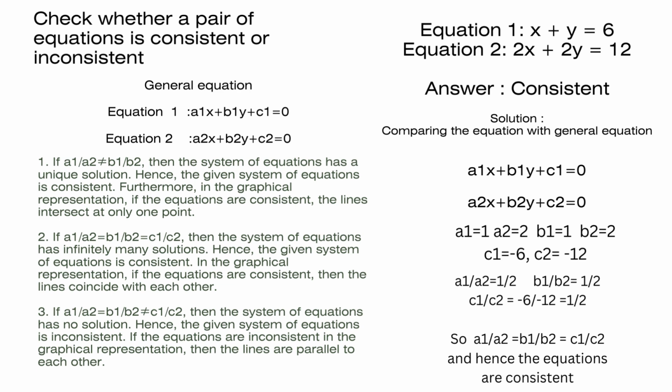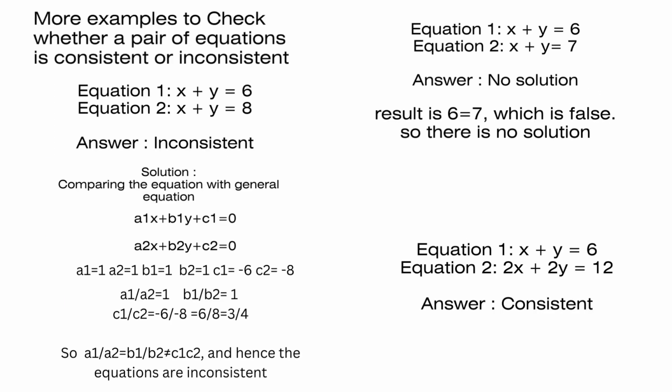Let's do a problem. Equation 1, x plus y equals 6. Equation 2, 2x plus 2y equals 12. Solution. Comparing the equations with the general equation, we get a1 equals 1, a2 equals 2, b1 equals 1, b2 equals 2, c1 equals minus 6, c2 equals minus 12. a1 divided by a2 equals 1 by 2, b1 divided by b2 equals 1 by 2, c1 divided by c2 equals minus 6 divided by minus 12 equals 1 by 2. So a1 by a2 equals b1 by b2 equals c1 by c2, and hence the equations are consistent.